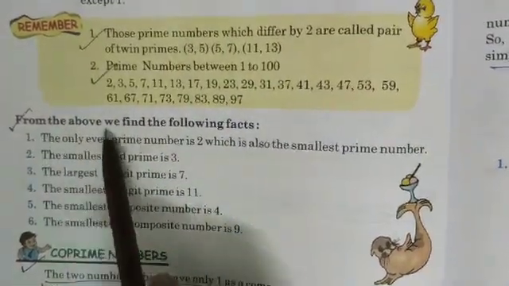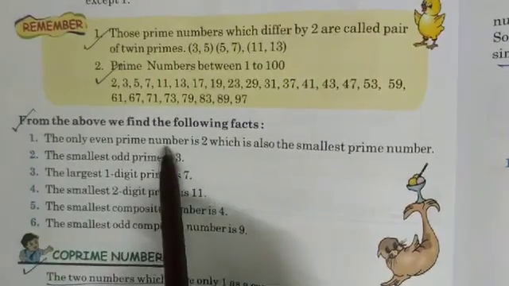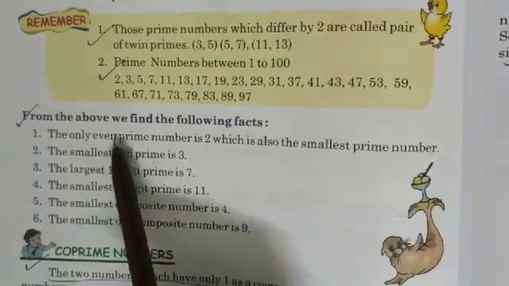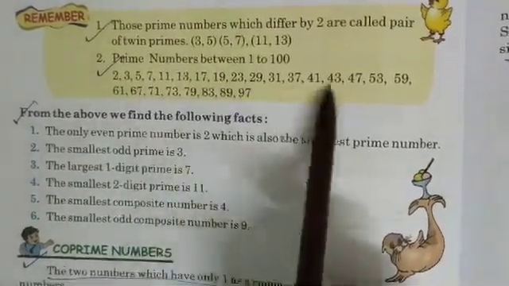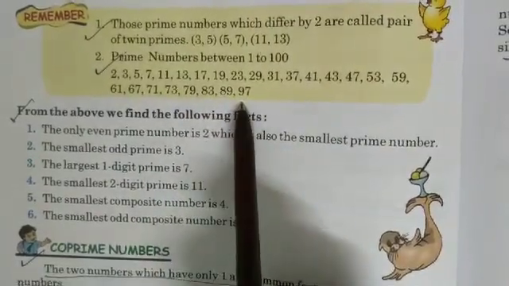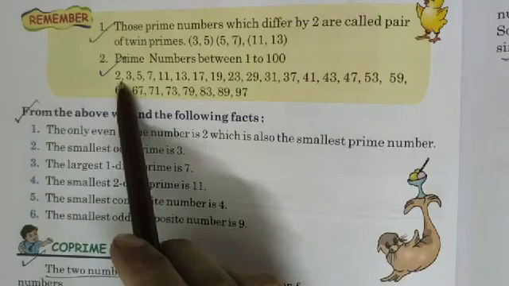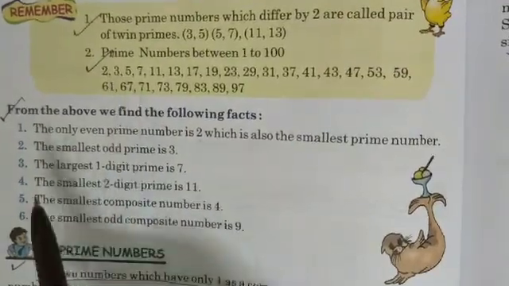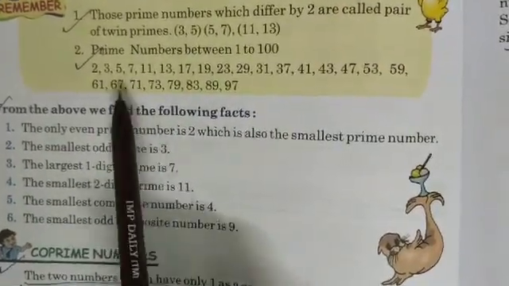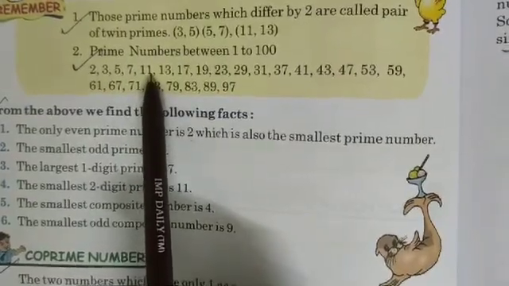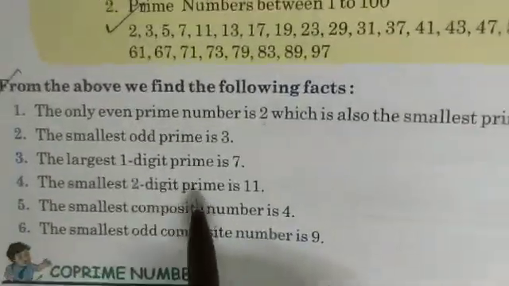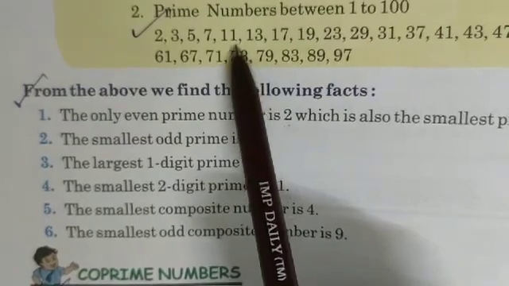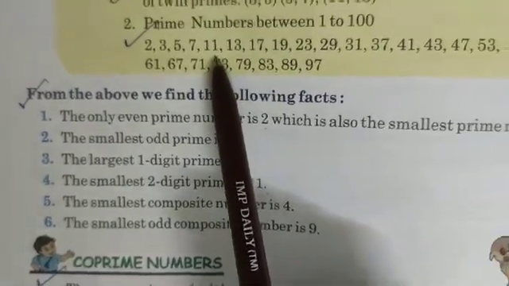From the above we find out the fact that the only even prime number is 2, which is also the smallest prime number. All the prime numbers are odd numbers, but the only even prime number is 2. The smallest odd prime number is 3. The largest one digit prime number is 7. After 7 comes 11, but 11 is a double digit number. So 11 is the smallest 2 digit prime number.